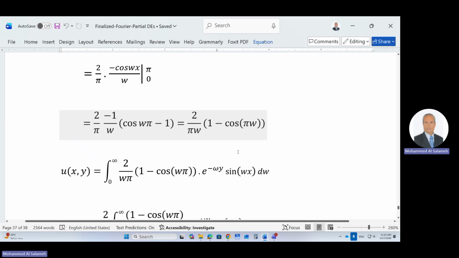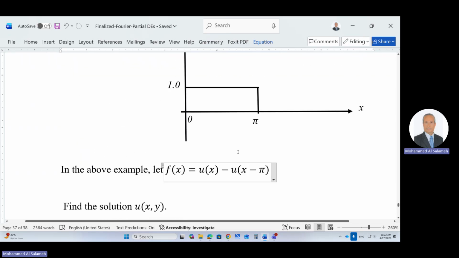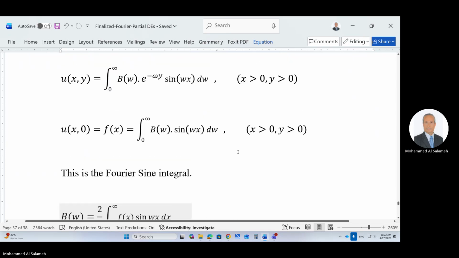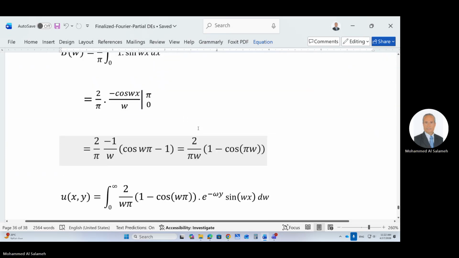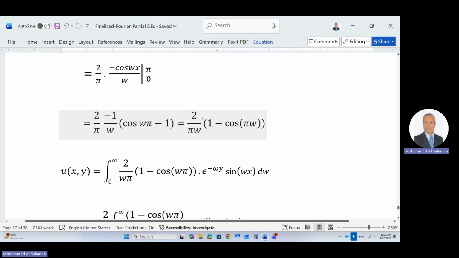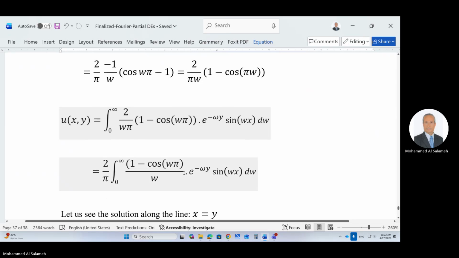So u as a function of x and y, here we put the value of b of omega in this function. So this is the value 2 over pi omega, 1 minus cosine, times the original function exponential minus omega y sine omega x d omega. So this is 2 over pi, 1 minus cosine omega pi over omega, exponential minus omega y sine omega x d omega.